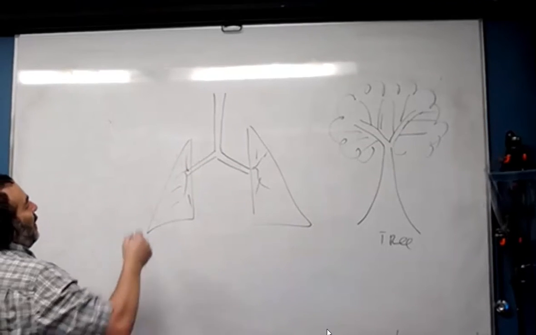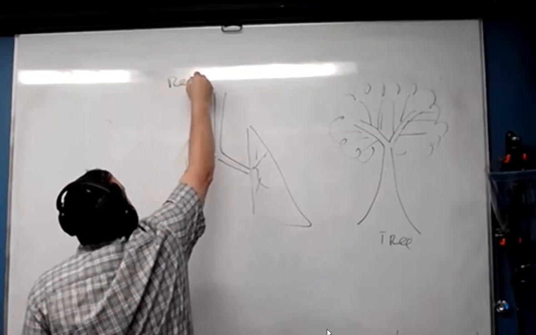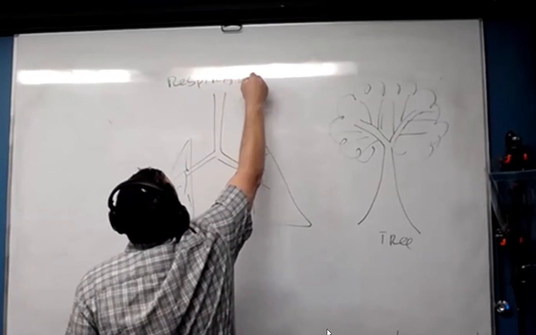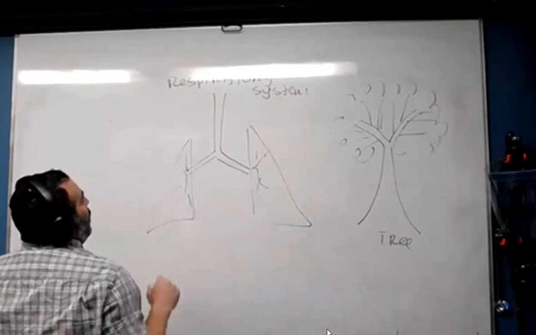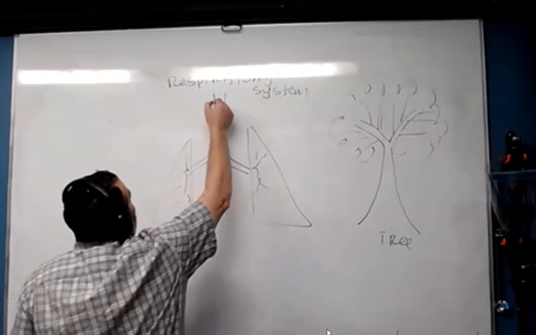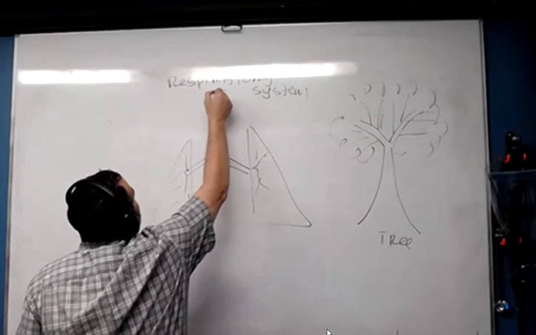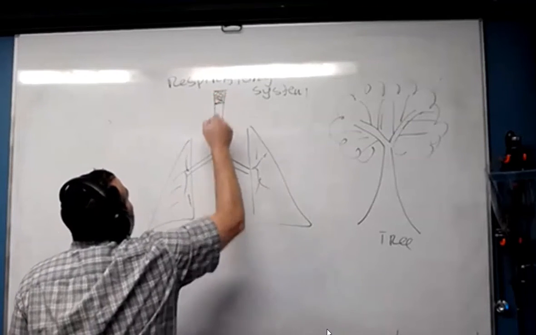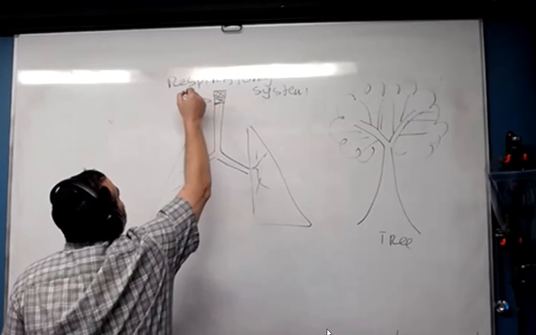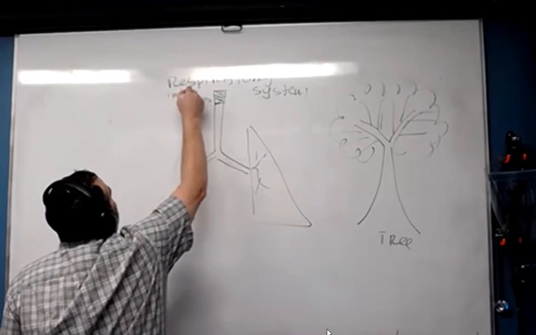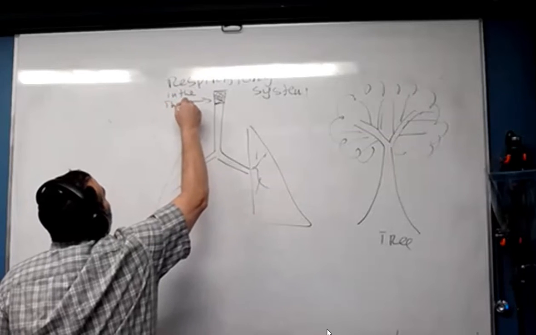So, this is your respiratory system, which includes the part that goes in your throat, and the other stuff is inside.